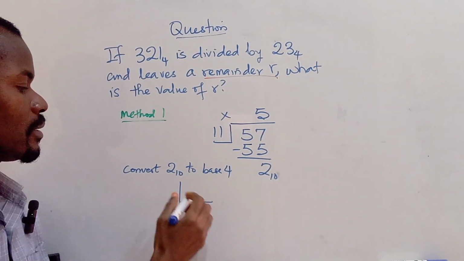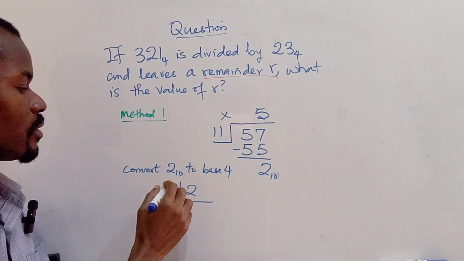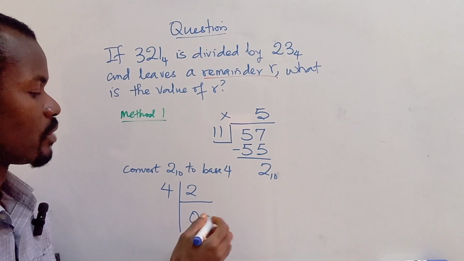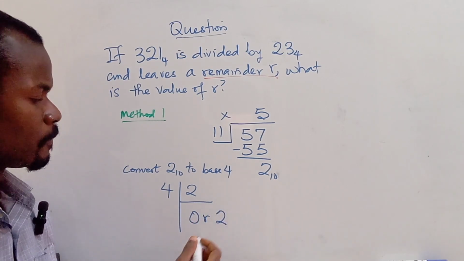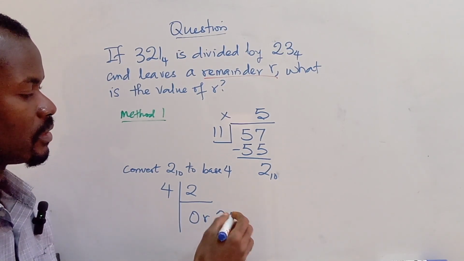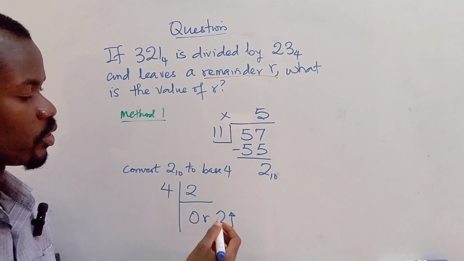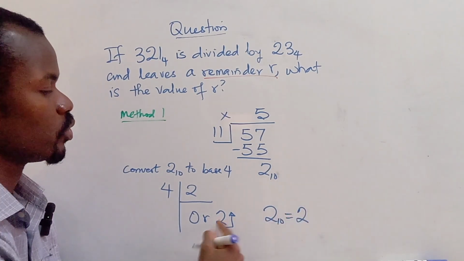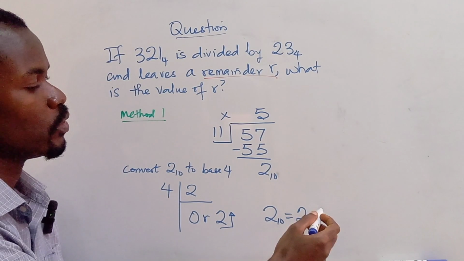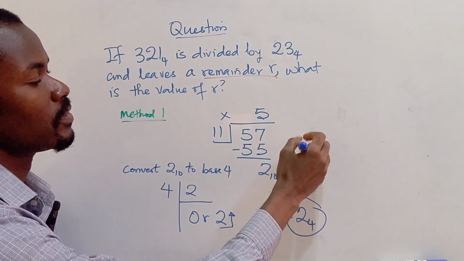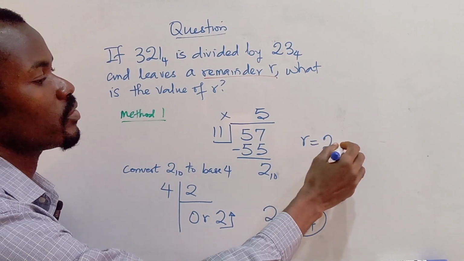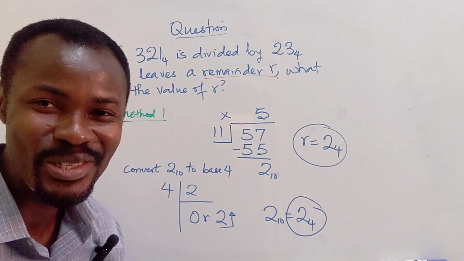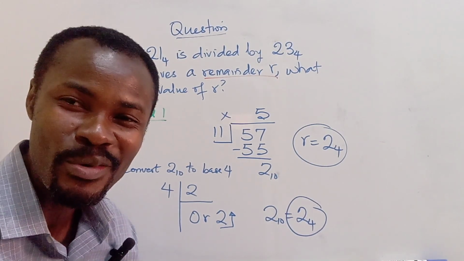So how do you do that? You have 2 and we're going to divide by 4. So 2 divided by 4 is 0, remainder 2. So we have just nothing up here, and we're left with just 2. So our 2 base 10 is also 2 base 4. So 2 base 4 gives us the value of r. So r is 2 base 4. That gives us a simple solution to this simple problem.